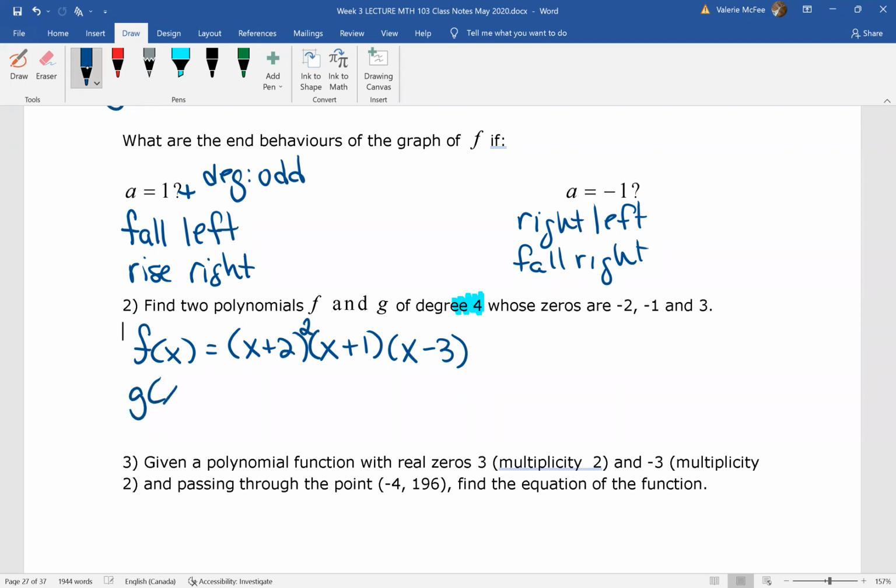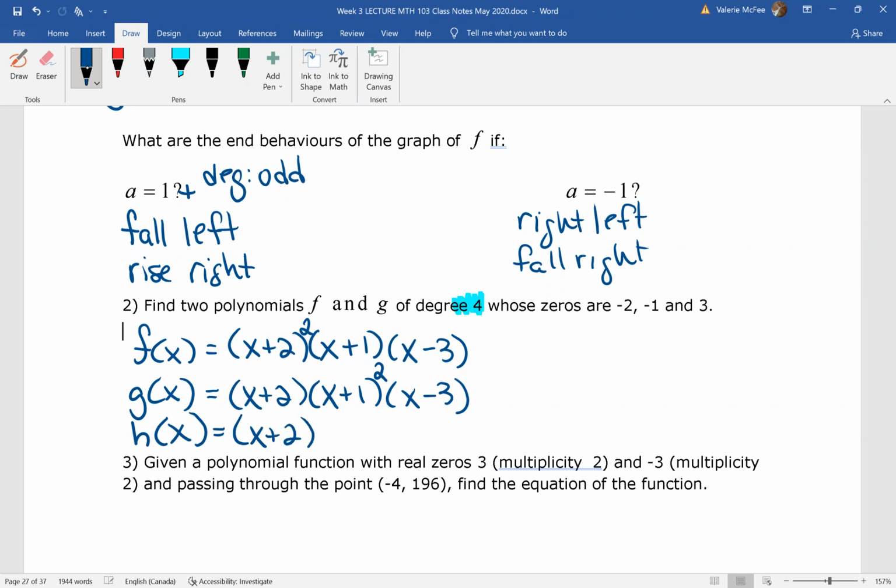That means g of x is going to have the same factors, but I want it to be a different function, so I could let this one be squared. There was a third possibility. Any one of these three, or any two of these three, would have been a correct answer. Take some time to look at that. We'll work on these next questions in the next lesson.